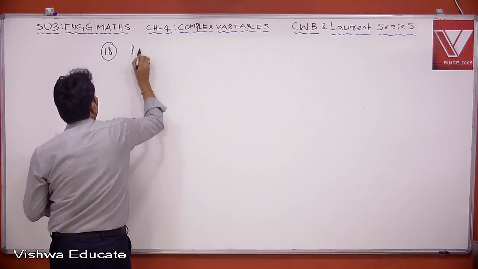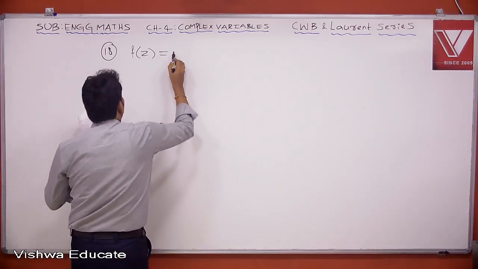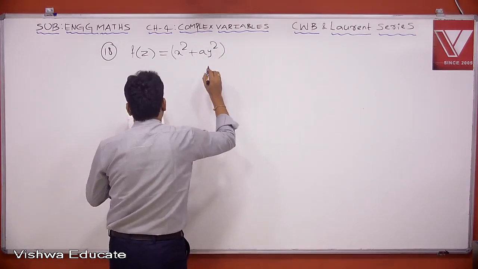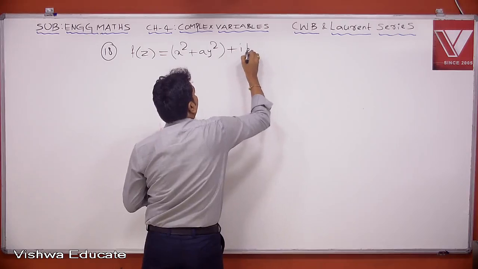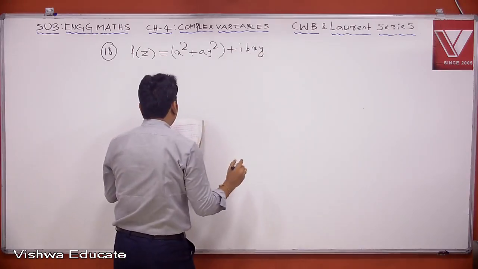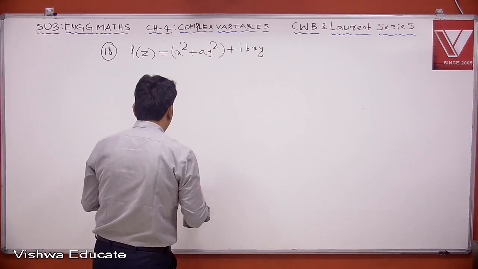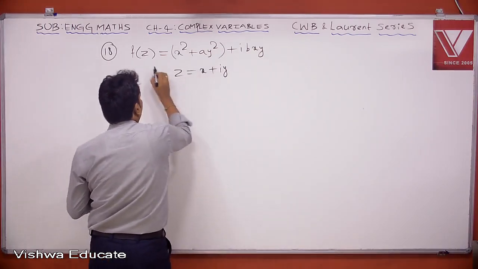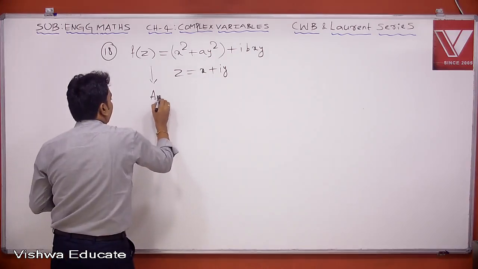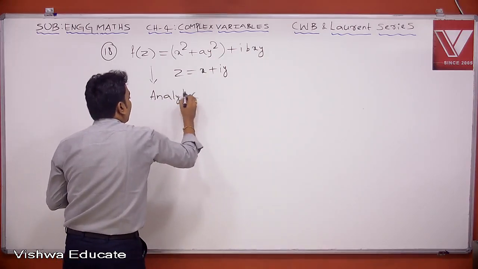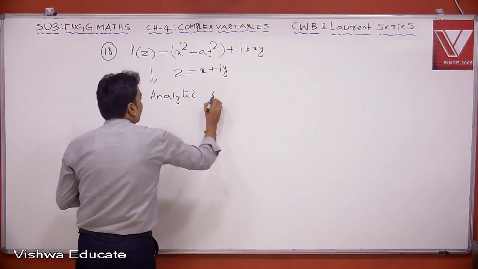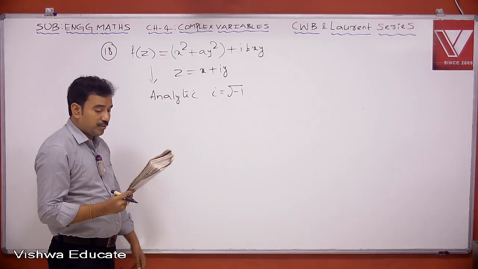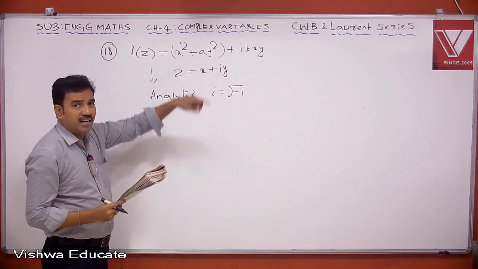If f of z equals x square plus ay square plus i into bxy is a complex analytic function of a complex variable z equal to x plus iy, where i equals square root of minus 1, then what are the values of a and b? Options are given. It is given that the function is analytic.